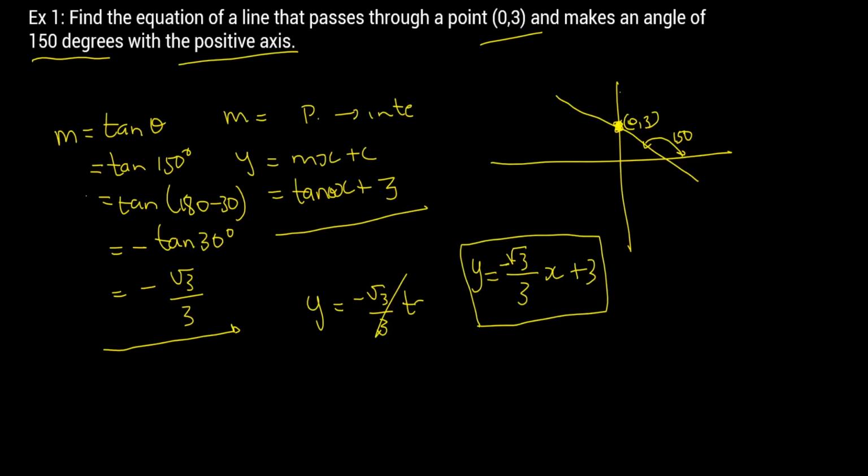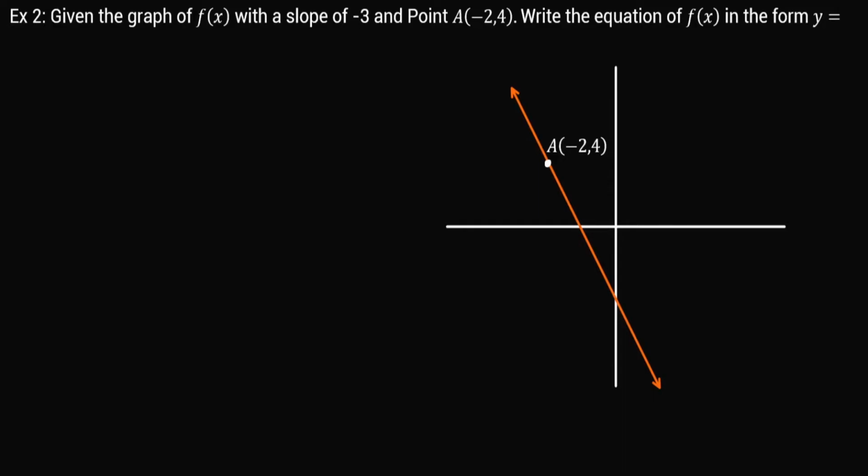Example 2. Given the graph of f of x with a slope of minus 3 and a point A at (minus 2, 4), write the equation of f of x in the form y equals. So already they tell you which form they want, which is y equals mx plus c. They gave you a slope of minus 3 and a point. So now you know you have a point and a slope.